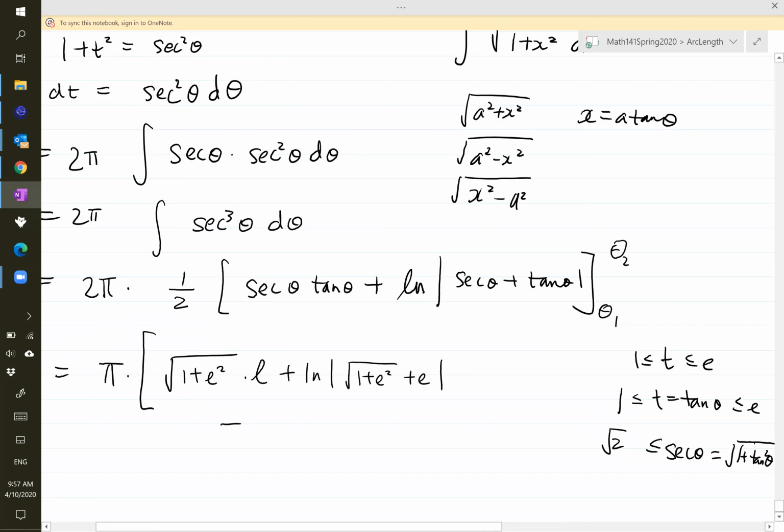Minus tangent theta is 1. Secant theta is square root 2. Minus ln tangent theta is 1, so it's root 2 plus 1. Okay, then we are done. Then we find the area of the surface.